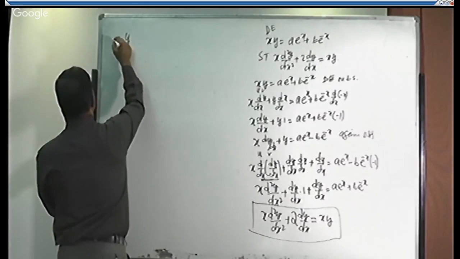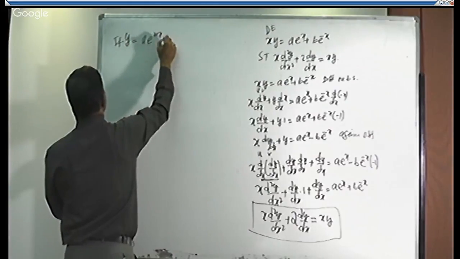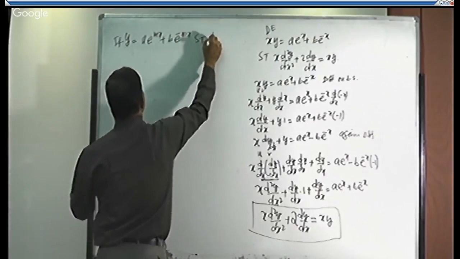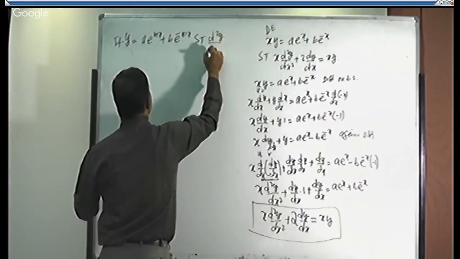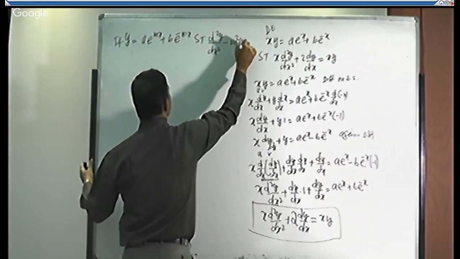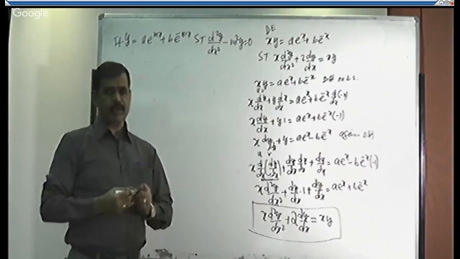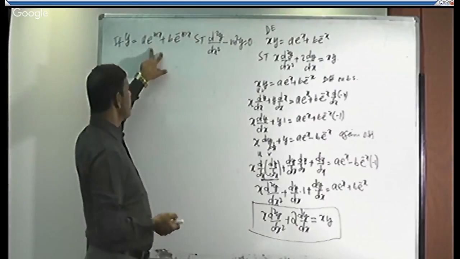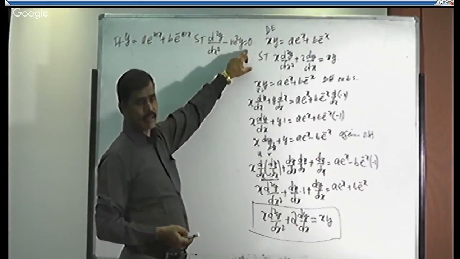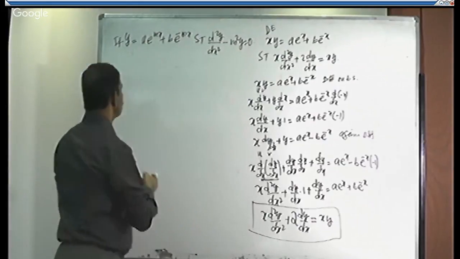Next, if y is equal to a e to the power of mx plus b e to the power of minus mx, show that d square y by dx square minus m square y is equal to 0. For the given exponential terms, we need to show that d square y by dx square is equal to m square y, or d square y by dx square minus m square y is equal to 0.